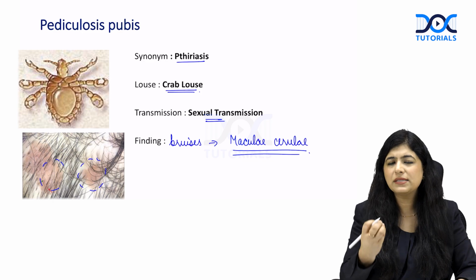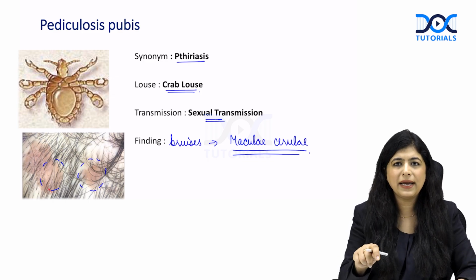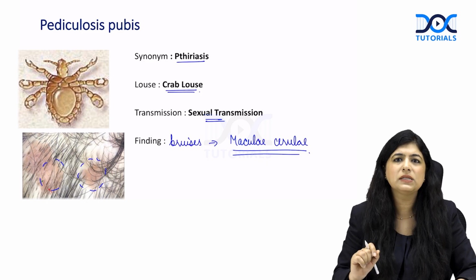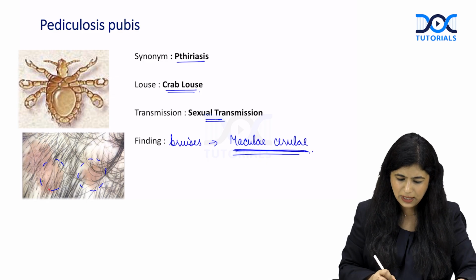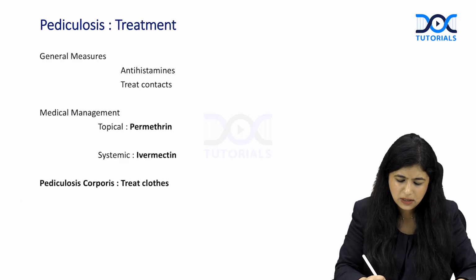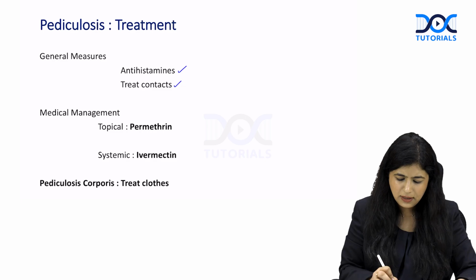When the louse drinks the blood, the saliva of the louse has an anticoagulant. When it enters the blood, it causes bruising. So you see these blue colored bruises, that are maculae caeruleae. In the treatment, obviously treat the contacts, and give antihistamines to counter the itching.